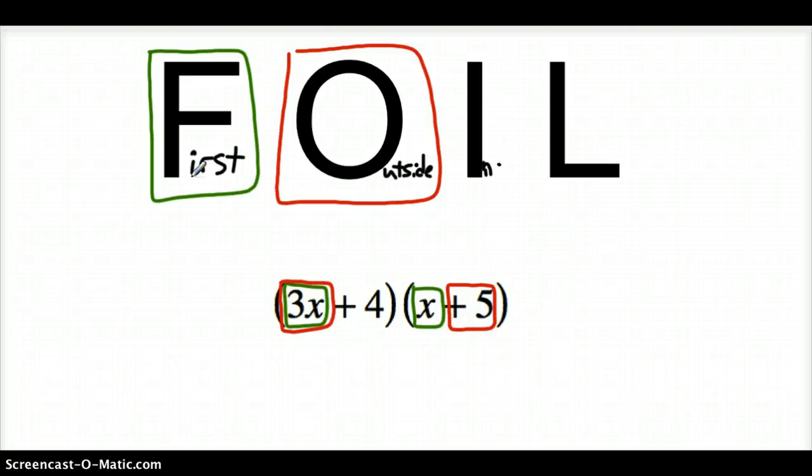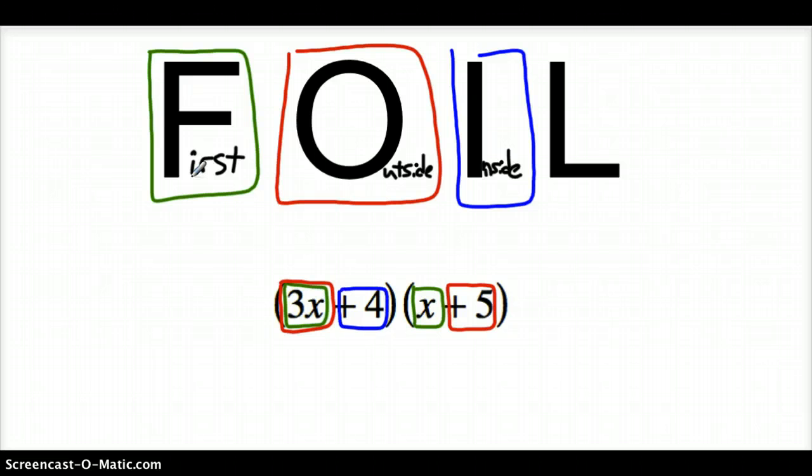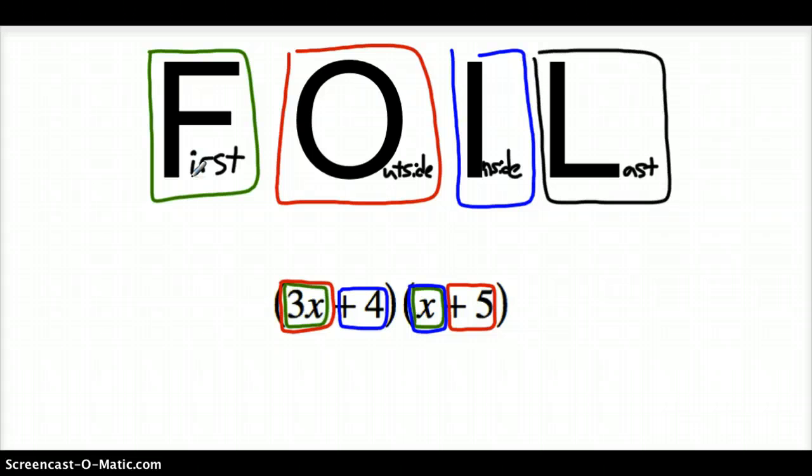If O stands for outside, you can probably guess the I stands for inside. Well, the inside ones are the ones that are kind of sandwiched in the middle here. So if this is going to be our blue, the inside terms here would be the positive 4, and then the positive x. And then L is going to stand for last. So these are going to be our last terms of each binomial. So this would be the positive 4, and also the positive 5.